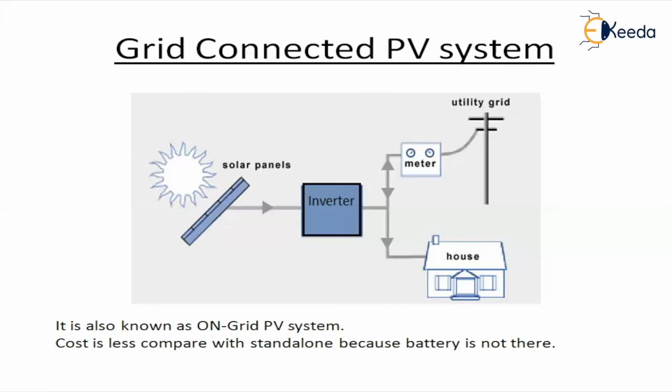And net metering is the meter shown in this block diagram. It does the plus and minus, and at last you get the net meter reading, and you pay for that much only. So that is the grid connected PV system.